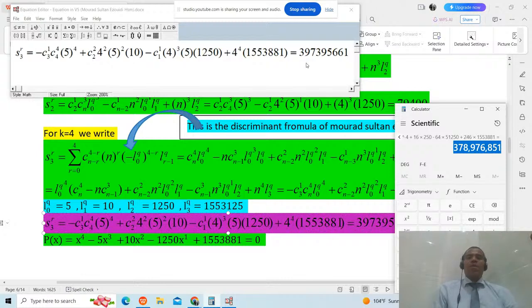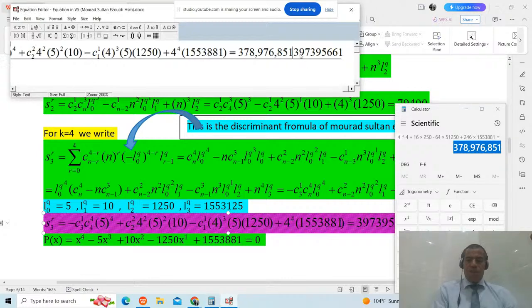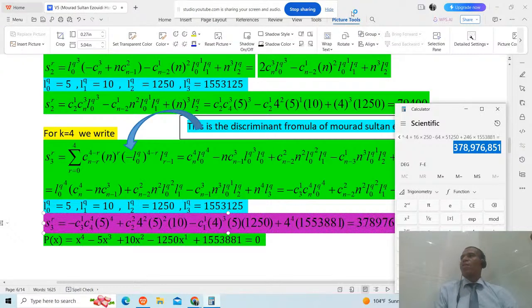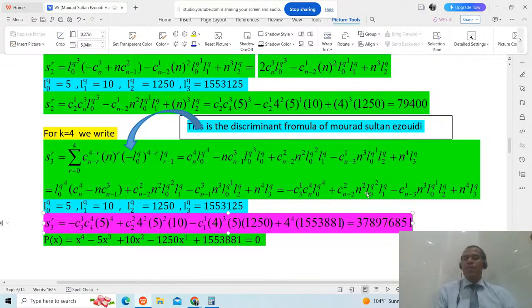So it will give you exactly that value. It will be like that: 378,976,851. This is the value. So this is the value of S4.